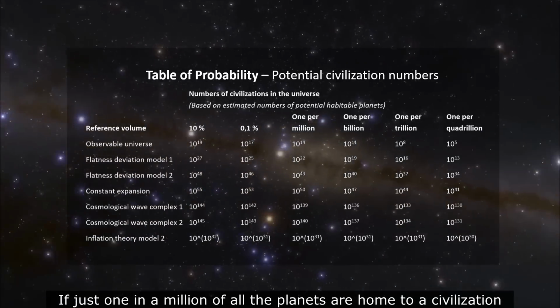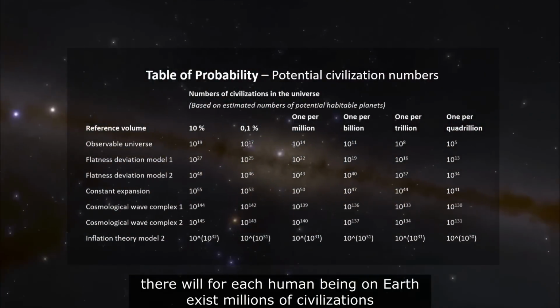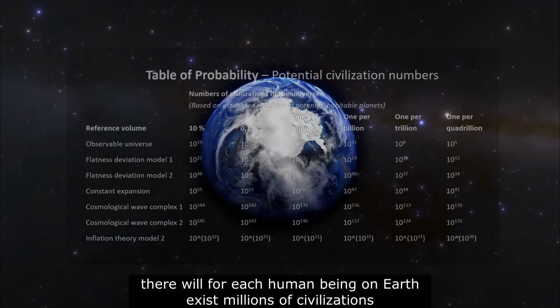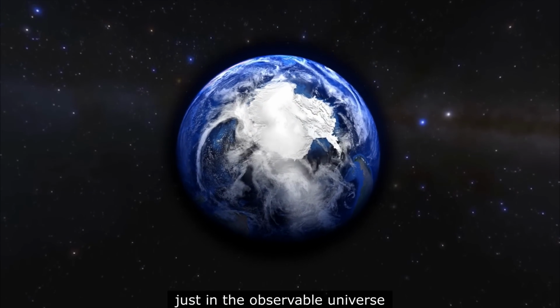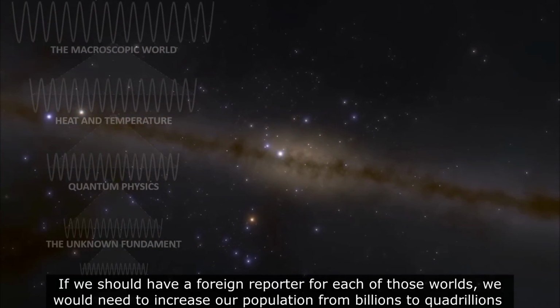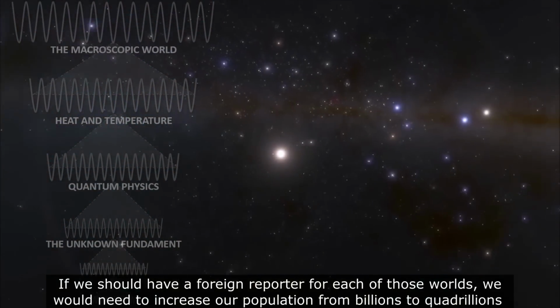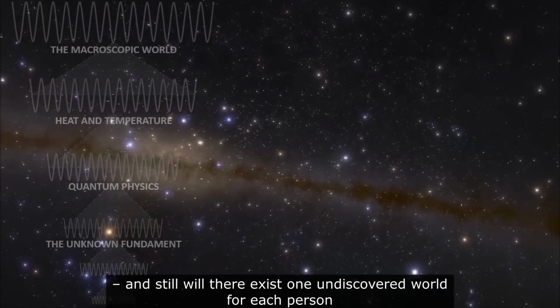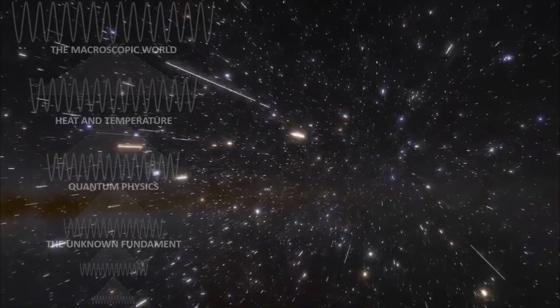If just 1 in a million of all the planets are home to a civilization, there will for each human being on Earth exist millions of civilizations, just in the observable universe. If we should have a phone reporter for each of those worlds, we would need to increase our population from billions to quadrillions, and still will there exist one undiscovered world for each person.